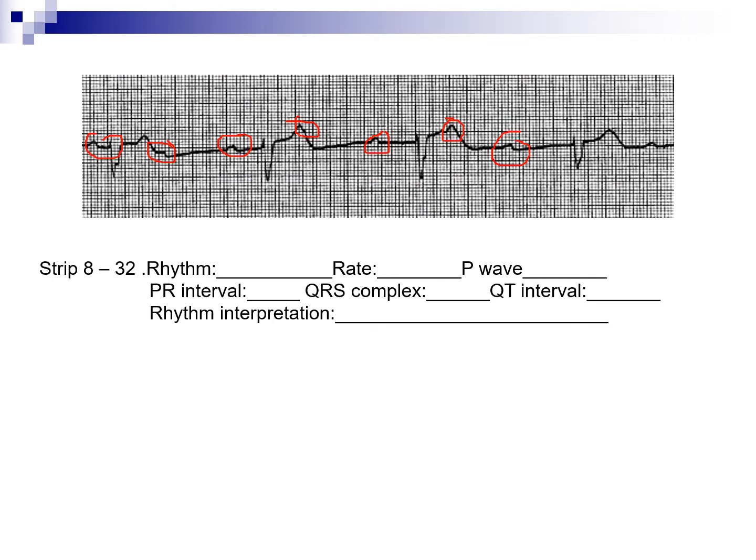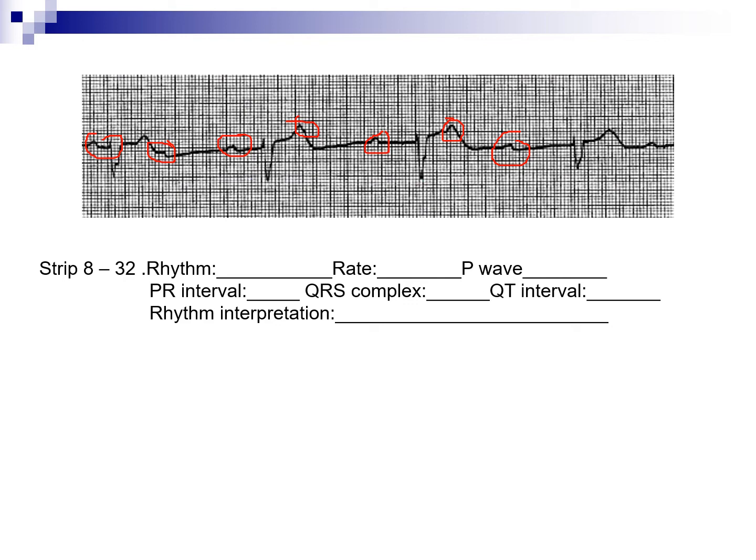But the PR is not constant. So any of these P's before the QRS's are not related to that QRS. So we say it varies. Your QRS is a little bit wider, so it's 0.12 to 0.14. Your QT interval is 0.60.